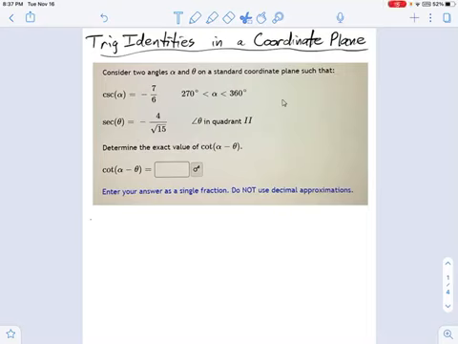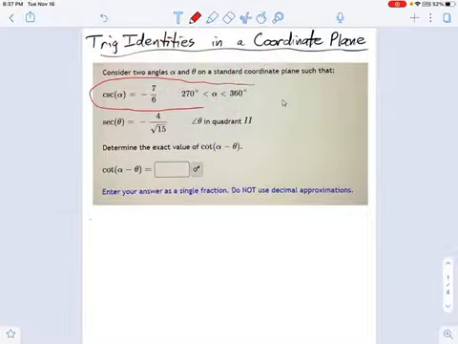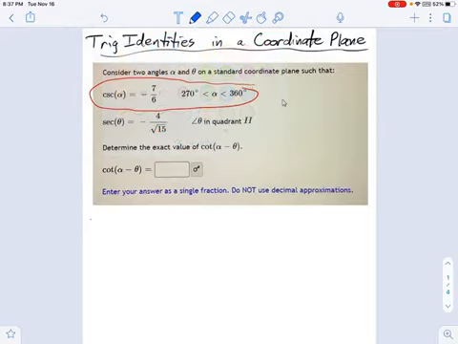In this problem, we're given the cosecant of the angle alpha and told that it is in quadrant 4 from the looks of it, and the secant of the angle theta, and that's in quadrant 2. We're asked to determine the cotangent of alpha minus theta.